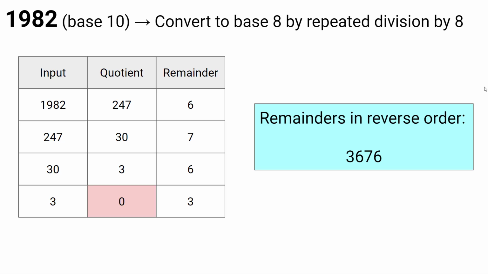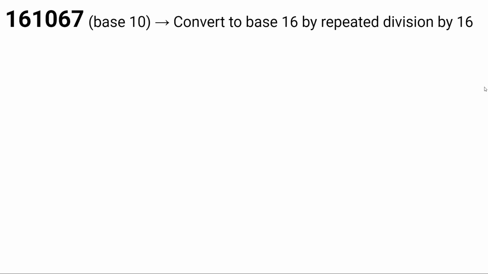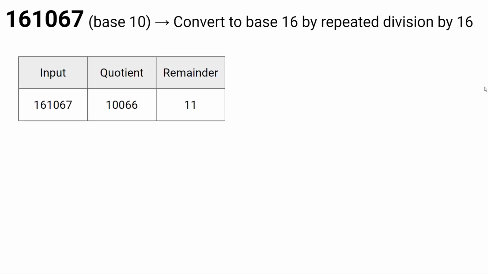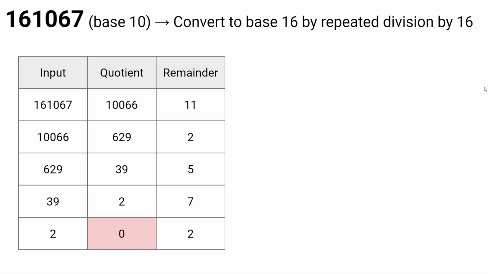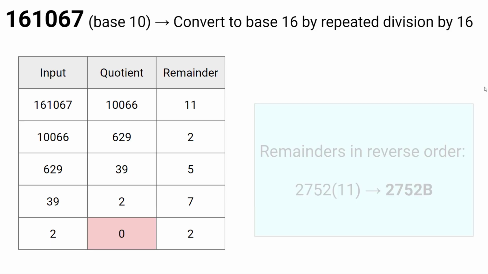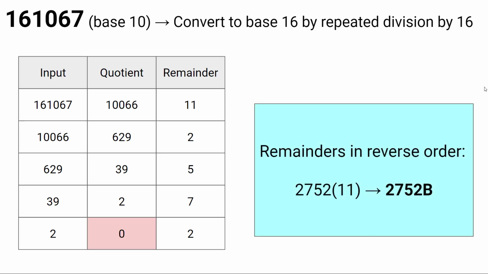And here's an example in hexadecimal that shows how fast this can be. Look at 161,067 in base 10. That number divided by 16 is 10,066 with remainder 11. 10,066 divided by 16 is 629 with remainder 2. 629 divided by 16 is 39 with remainder 5. 39 divided by 16 is 2 with remainder 7. And then 2 divided by 16 is 0 with remainder 2. So the base 16 representation of 161,067 is 2752B. Remember, B is the hexadecimal for the number 11.